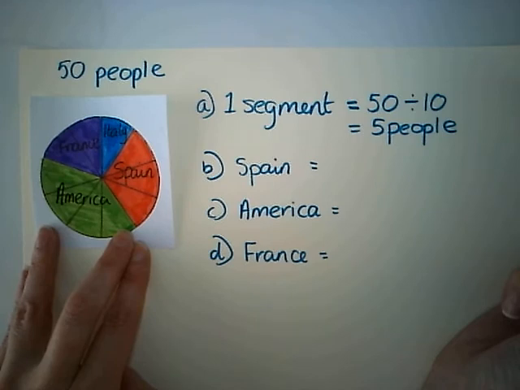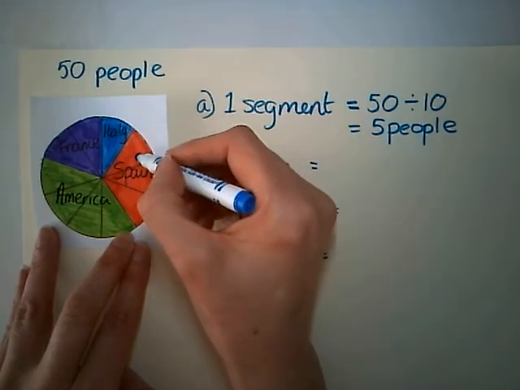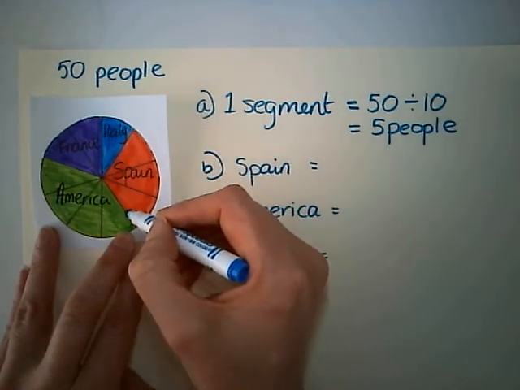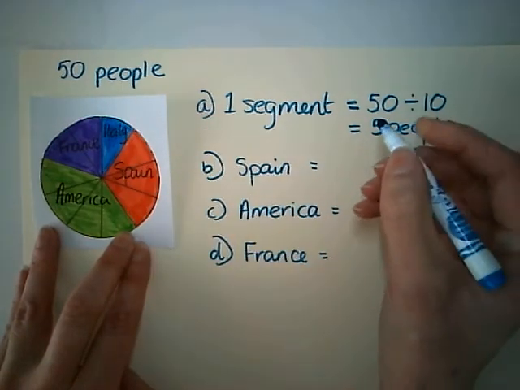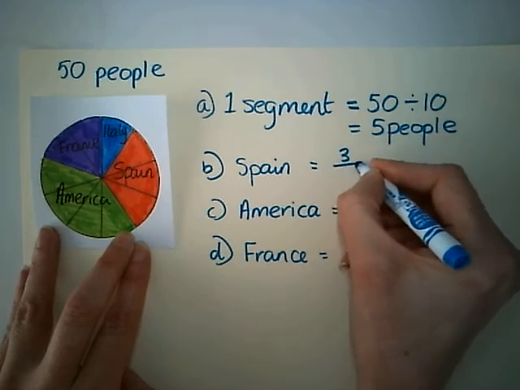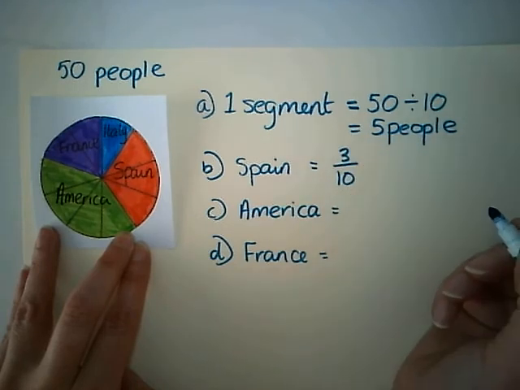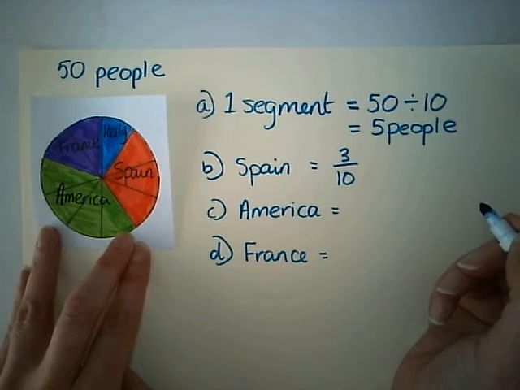Spain, you were asked what fraction of people chose Spain. So Spain is the red section, and hopefully you can see there's 3 segments there. So 3/10 is the fraction of people that chose Spain.